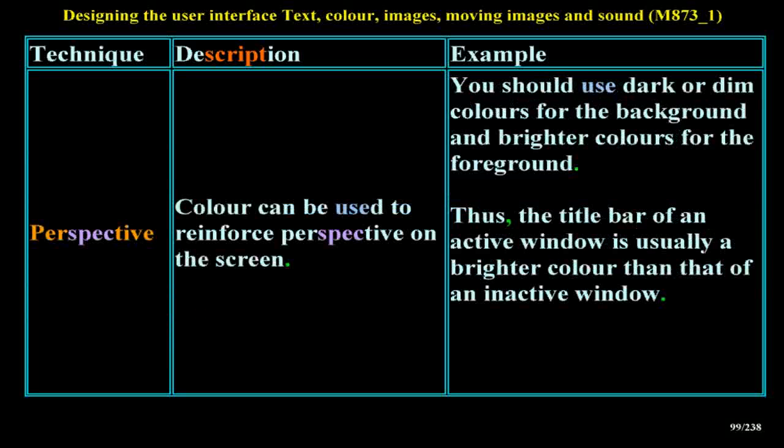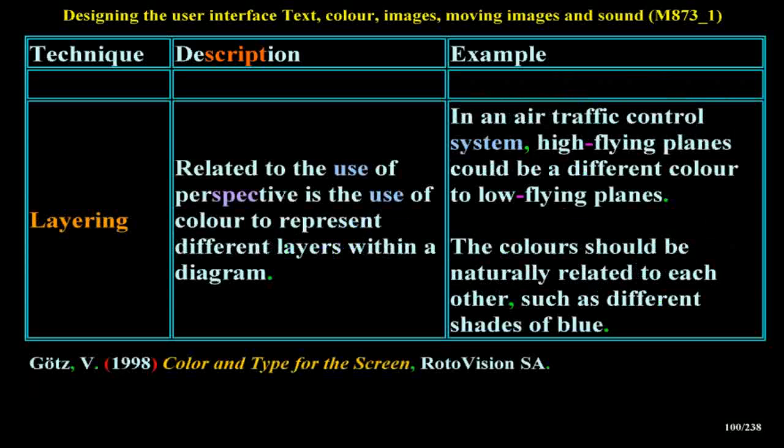Perspective. Color can be used to reinforce perspective on the screen. You should use dark or dim colors for the background and brighter colors for the foreground. Thus, the title bar of an active window is usually a brighter color than that of an inactive window. Layering. Related to the use of perspective is the use of color to represent different layers within a diagram. In an air traffic control system, high-flying planes could be a different color to low-flying planes. The colors should be naturally related to each other, such as different shades of blue.